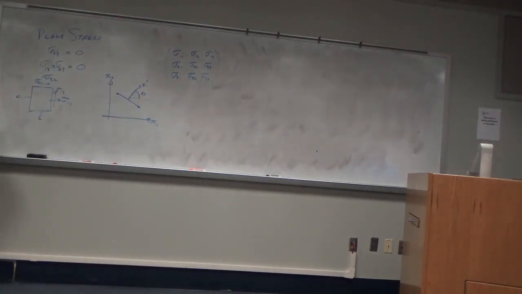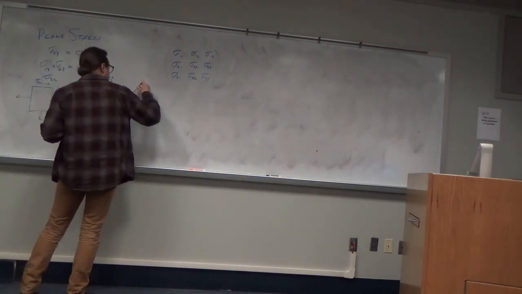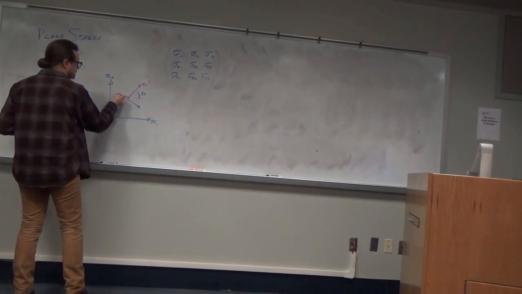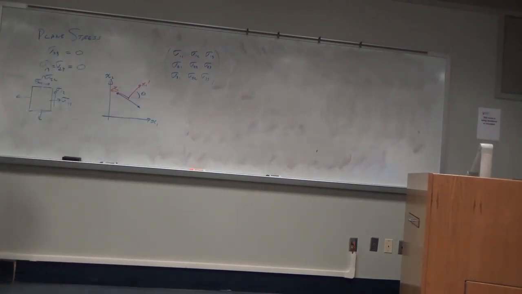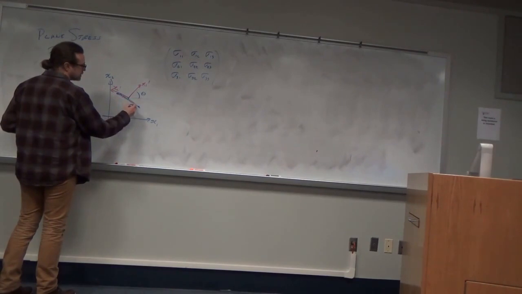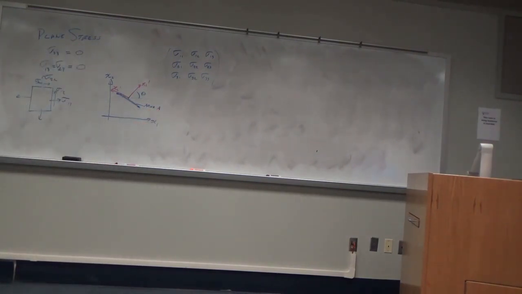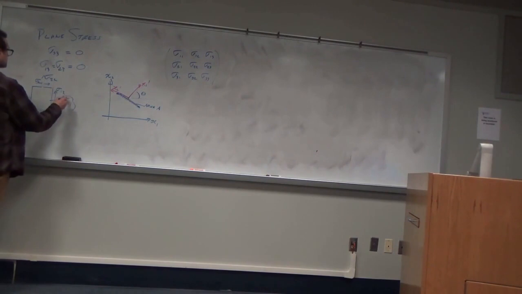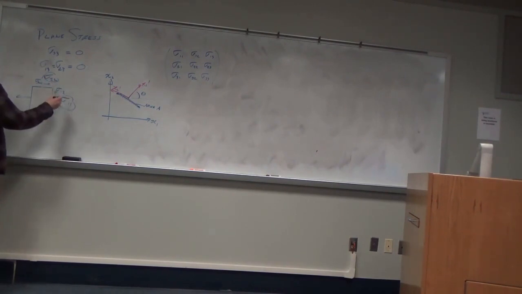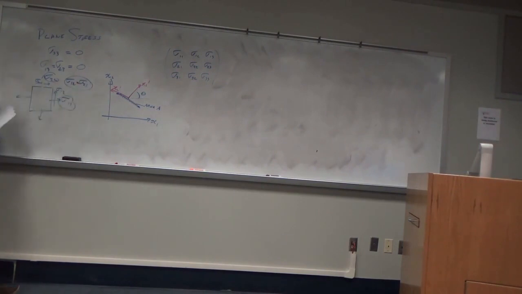Our theta. Let me do this in a different color. Why don't I make this x1 prime and x2 prime? So we've got these. Actually, we only have three stresses because sigma 1, 2 equals sigma 2, 1 due to symmetry as our non-zero components.